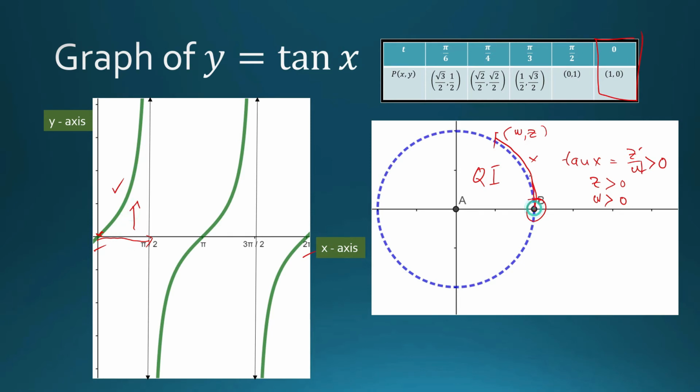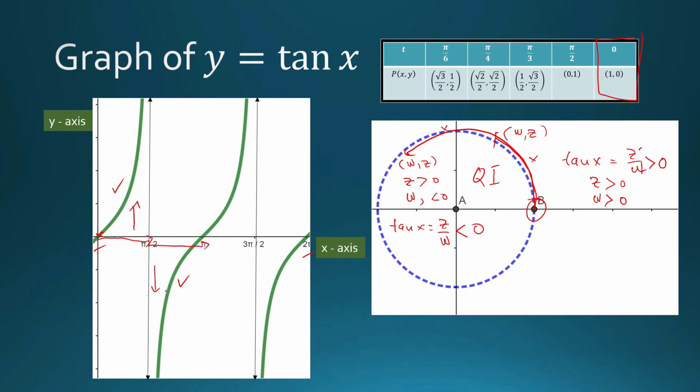So what happens now when our arc is in the second quadrant? In the second quadrant, you will have coordinates there. Let us call it w and z. Z is still positive, but the first coordinate is negative. And so when you compute for tangent of x, it's going to be z over w. They have differing signs. One is positive, one is negative. So this is negative.